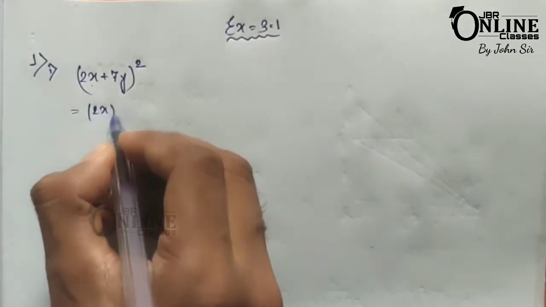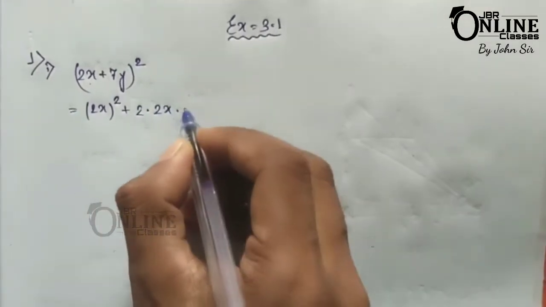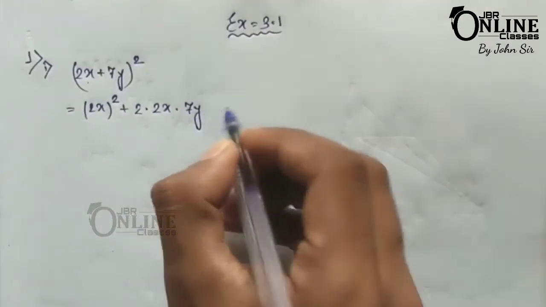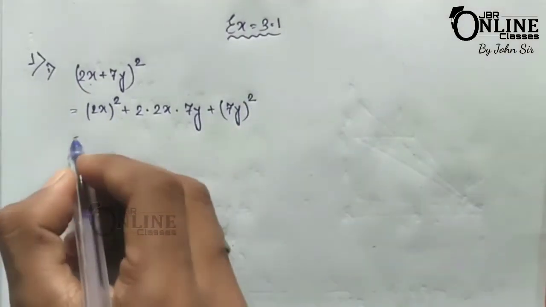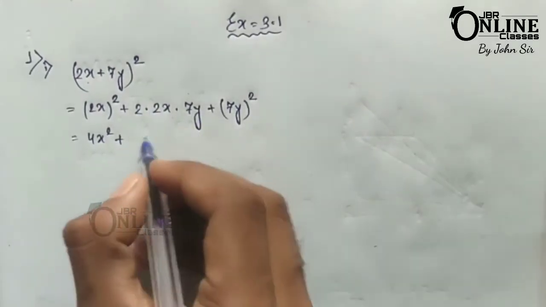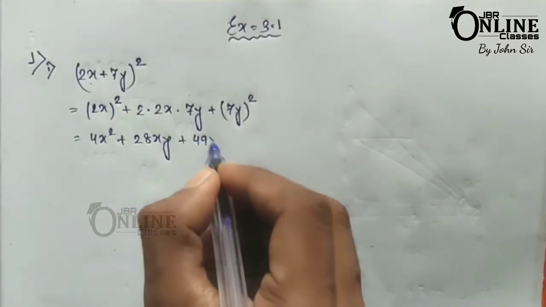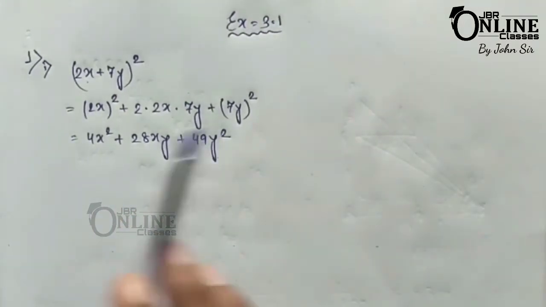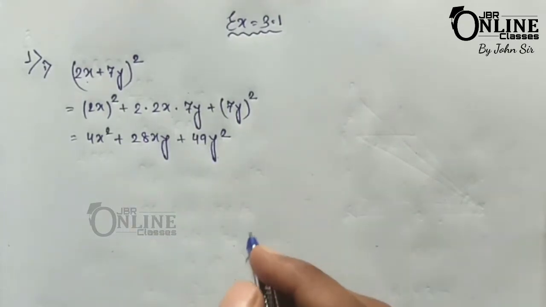So first write down a square, that means (2x) whole square. Then 2ab, that means 2 into 2x into 7y, plus b square. Now b square means (7y) whole square. So that equals 4x square plus 2 into 4 into 7 is 28, so 28xy, plus 49y square. So that is the answer: 4x square plus 28xy plus 49y square.